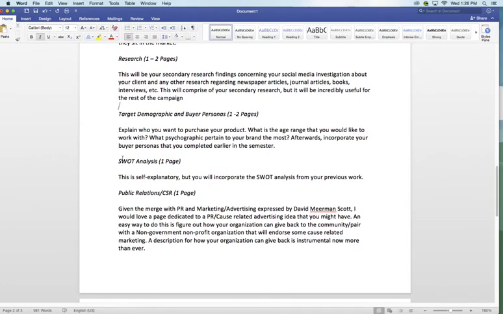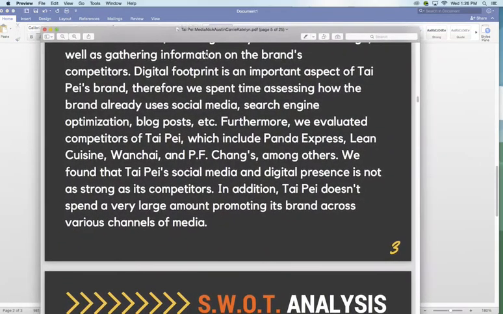And same with your target demographic and buyer personas. What age range would you like to work with in terms of who you want to advertise? Do you have a psychographic that you're particularly invested in? So makers, believers, achievers, strivers, that kind of thing. As well as the buyer personas. And again, I'll show you an example.